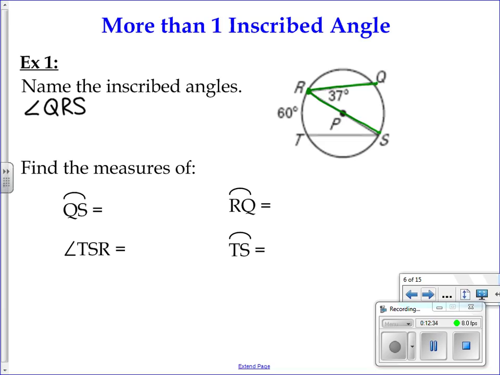All right, where else do I see some inscribed angles? I'm going to erase that first chord. And I see another chord that connects here at S. So that makes another inscribed angle. So we can call that angle RST.